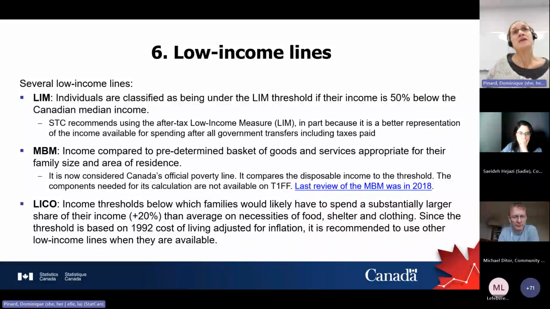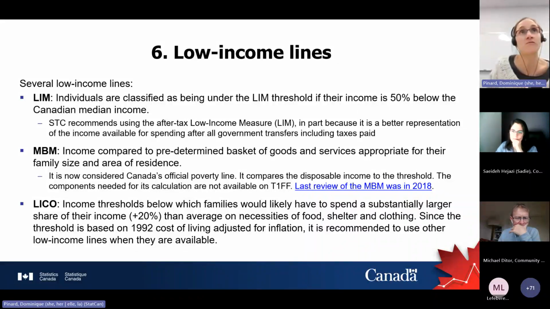StatScan recommends using the after-tax low income measure because it takes into account government transfers that have been issued to Canadians overall. It's a better representation of the income available. But if someone has specific questions, other low income measures can be calculated. For example, someone could be interested in the market income low income measure. These things can be done, but are not available right off the T1 family file.